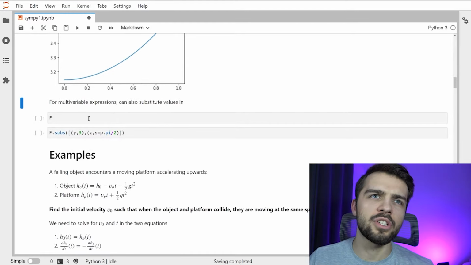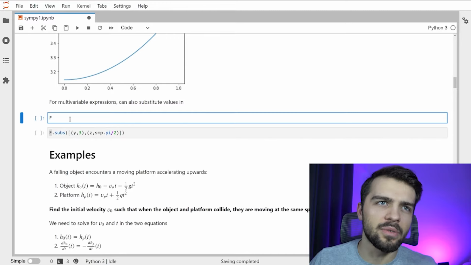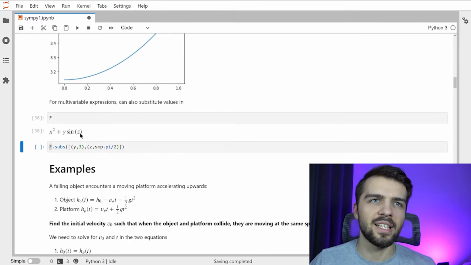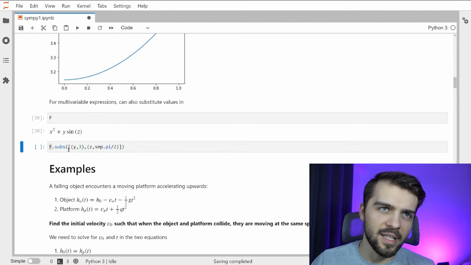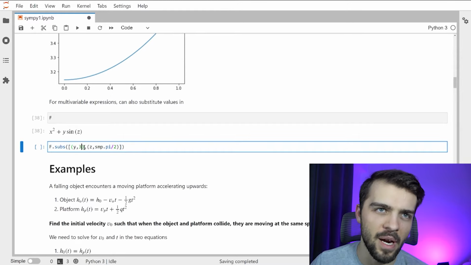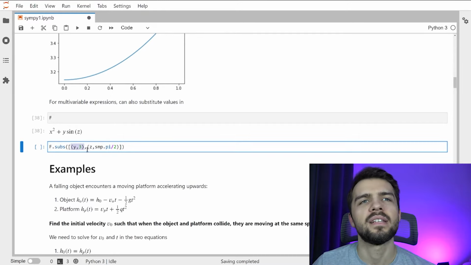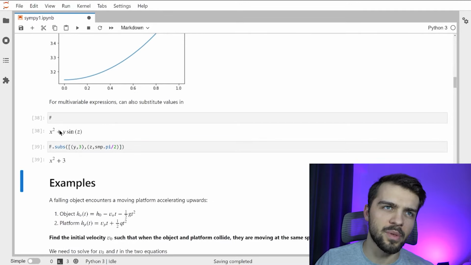Now, alternatively, you could just substitute explicit values in. So I'm calling f, and I'm substituting the value. So here's my expression f, and I can substitute specific values in here. So suppose I want to substitute y and z here. y equals 3, z is equal to pi over 2. Then I set it up like this. I have f.subs, and I have this array, and I pass in pairs. So the first pair is y and the value 3. The second pair is z and the value pi over 2. And we'll substitute in y equals 3 and z equal to pi over 2. So this is 1 over x squared plus 3. So that's sort of how this works.